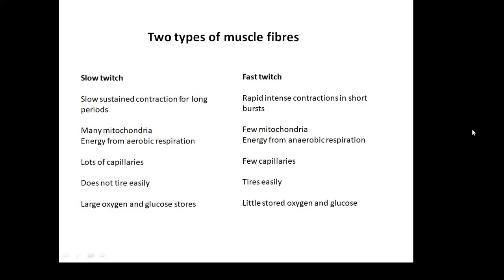Fast twitch: rapid, intense contractions in short bursts. They don't have very many mitochondria, and they get their energy from anaerobic respiration. Anaerobic means without oxygen. Anaerobic respiration produces lactic acid. Fewer capillaries, they tire quickly, and they have little stored oxygen and glucose. Try and learn this information.